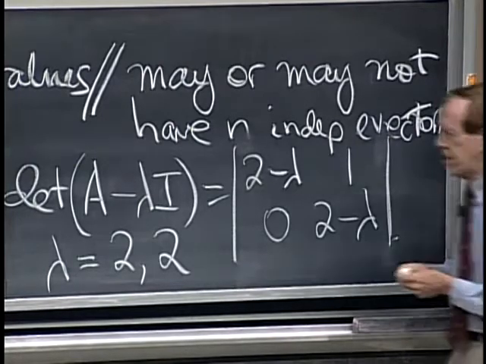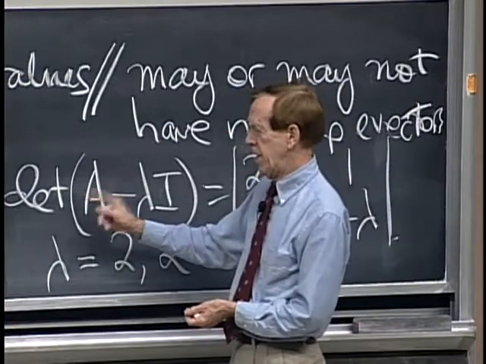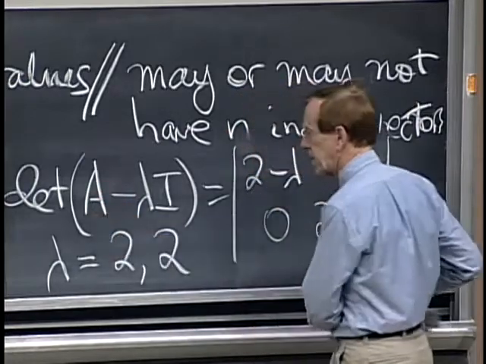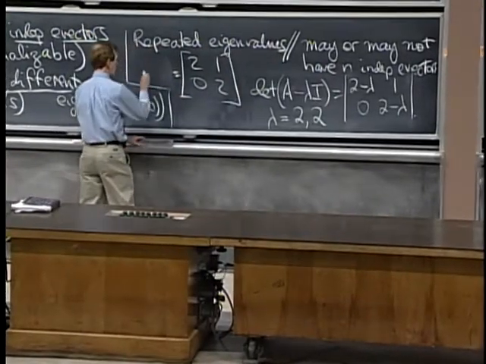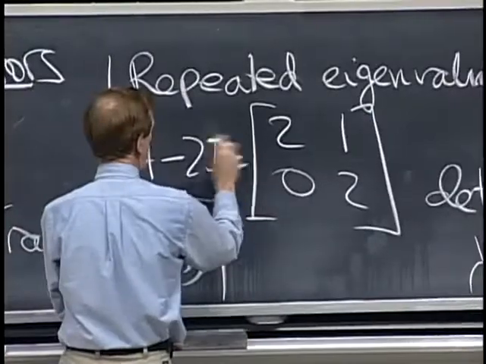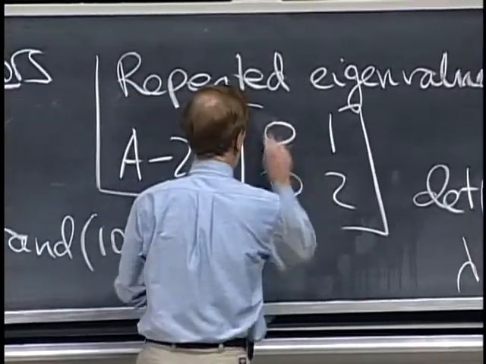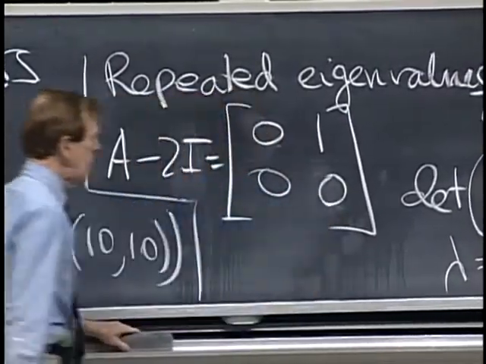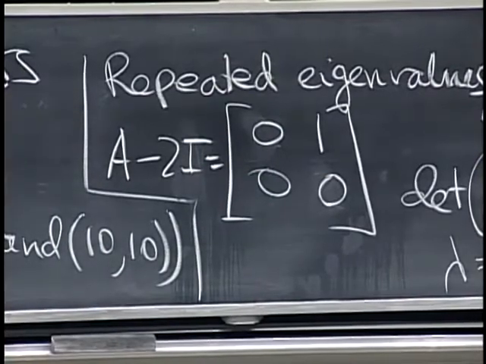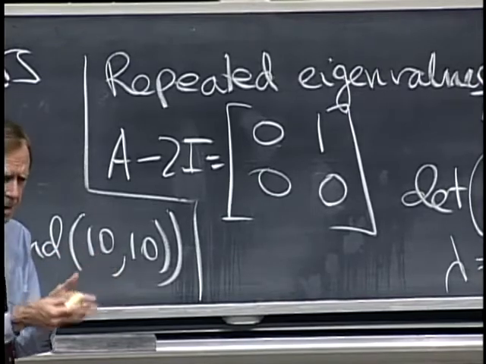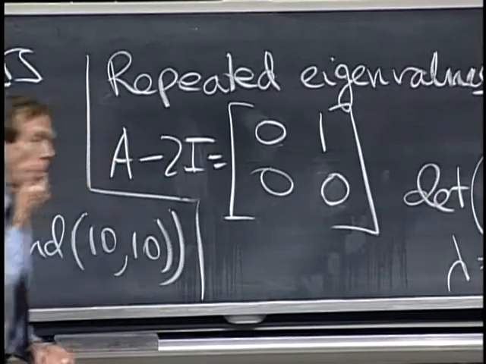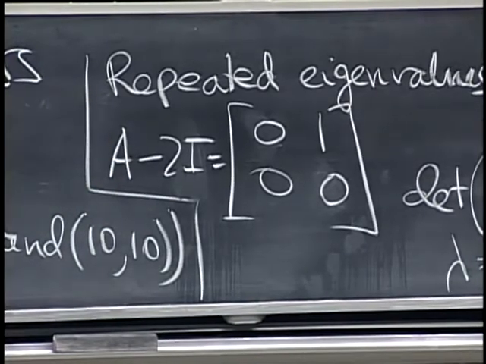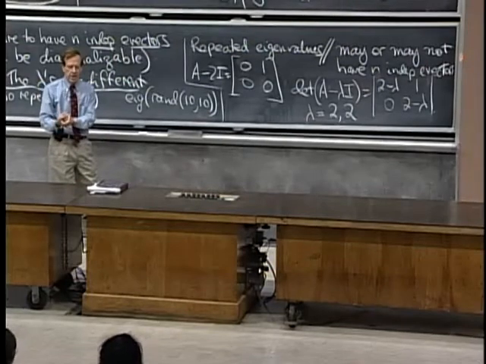So I look for eigenvectors, and what do I find for this one? When I subtract 2 times the identity, A minus 2I has zeros here, and I'm looking for the null space. The eigenvectors are the null space of A minus lambda I. The null space is only one dimensional. This is a case where I don't have enough eigenvectors.